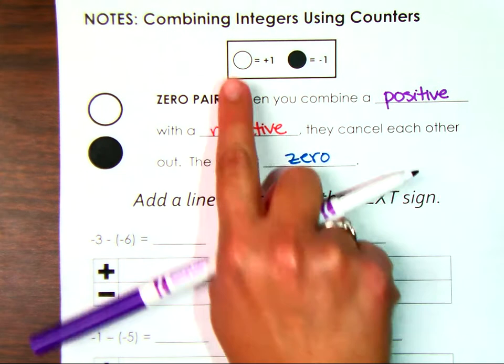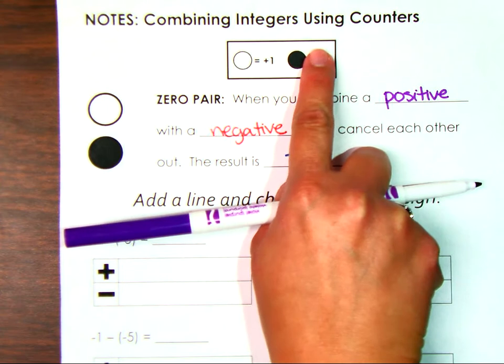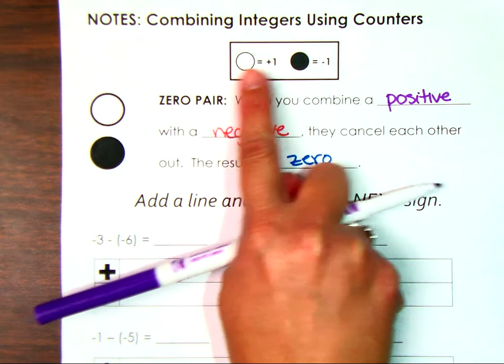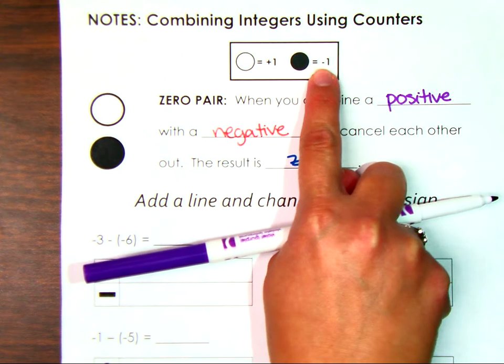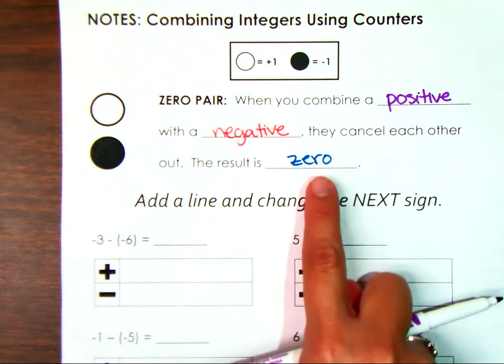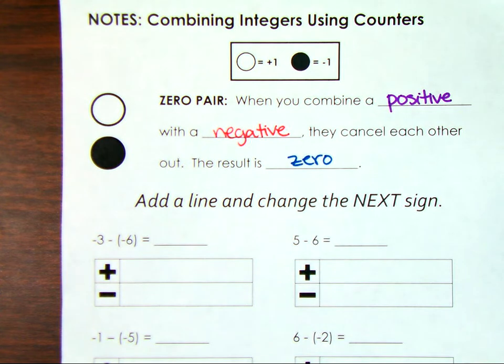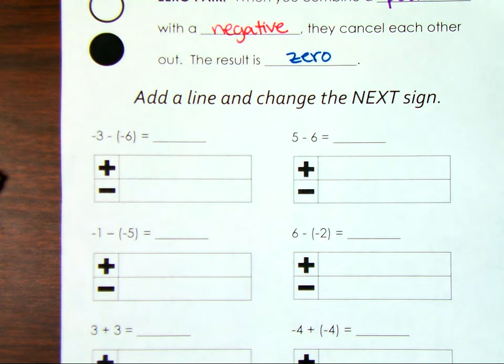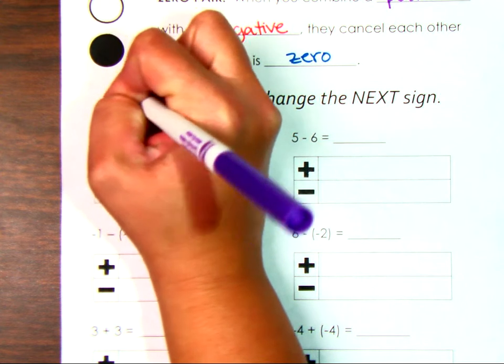Think about money. If you have $1 but you spend the dollar, you have nothing. Or if you have $1 but you owe somebody $1, you have a debt, you're going to pay that debt and now you have 0 money. So what we're going to do is show how to model this with a couple of examples.